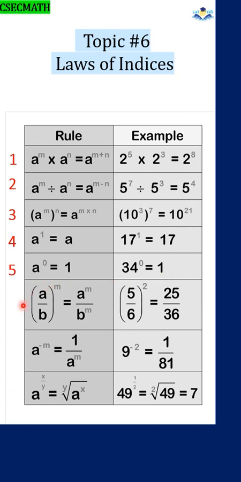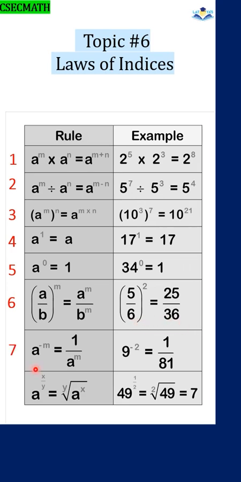Let's look at rule number 6. When raising a fraction to a power, we raise both the numerator and denominator to the power. As can be seen here, we have 5/6 raised to the power of 2. So we raise the numerator to the power of 2, we'll get 25. We raise the denominator to the power of 2 and we got 36.